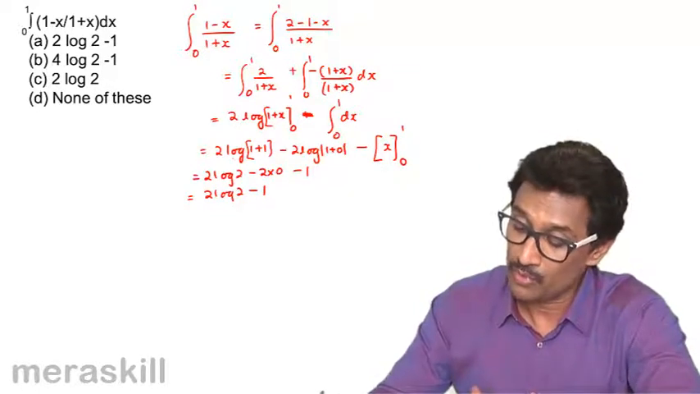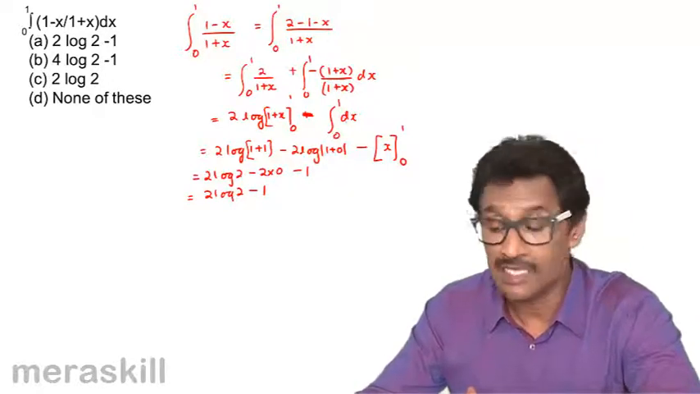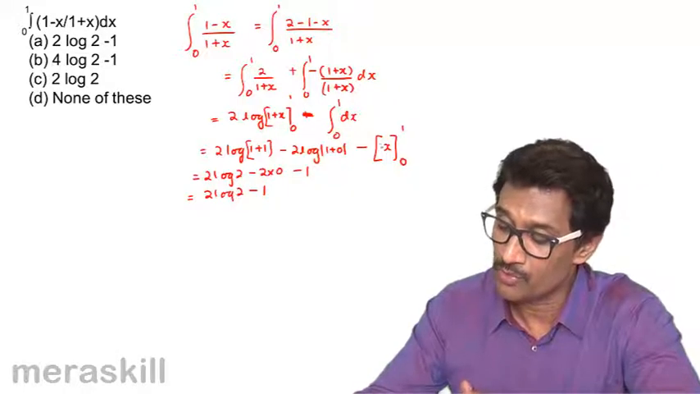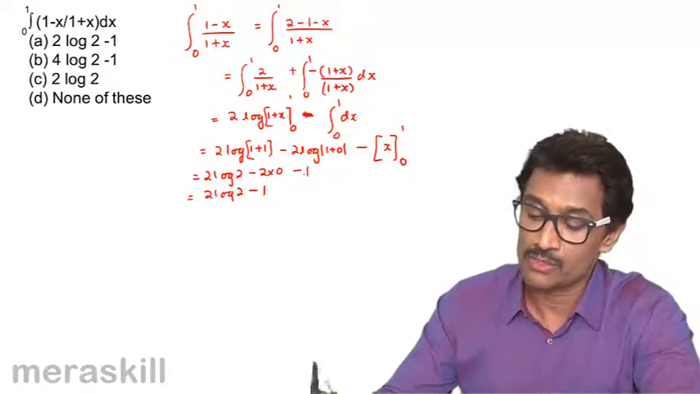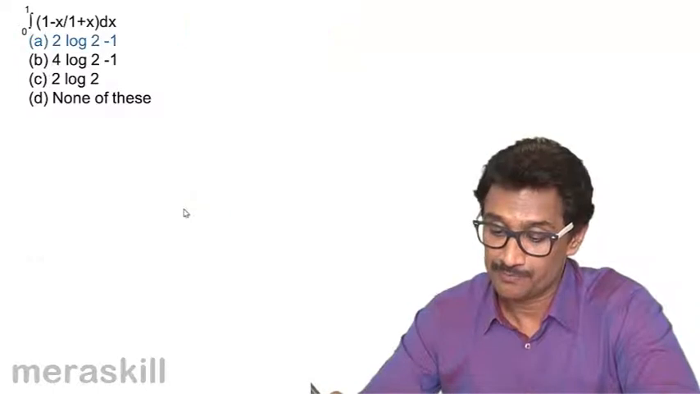If you look at the whole thing, you found it as 2 log 1 plus x minus dx, which is going to be nothing but minus x from 1 to 0. This is going to be minus 1 minus 0. This is going to be 2 log 1 plus 0, 2 into 0. So it's 2 log 2 minus 1. That is option number A.